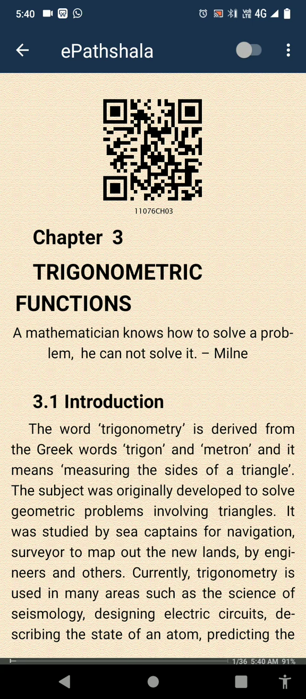Okay, students, let's start. Today we will discuss lesson 3, which is trigonometric functions of class 11th. So here we will start from the introduction. As you know, the word trigonometry is derived from the Greek words trigon and metron, and it means measuring the sides of a triangle.